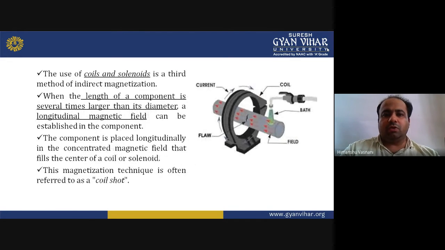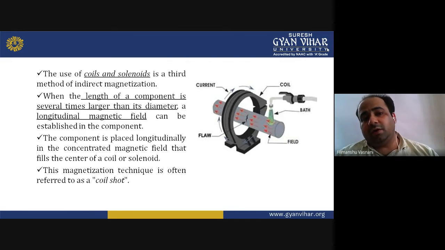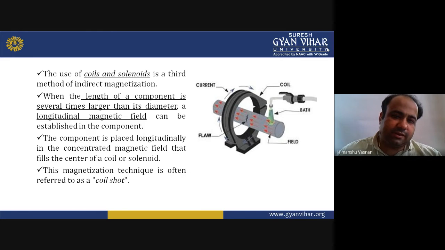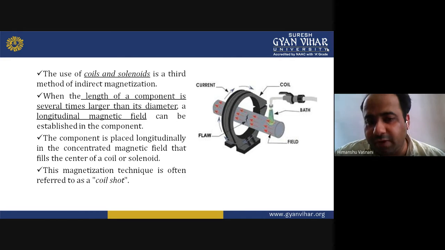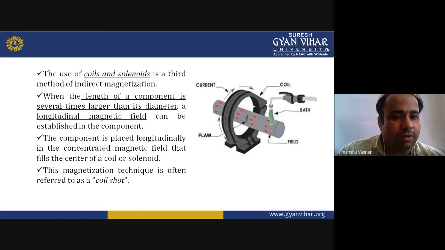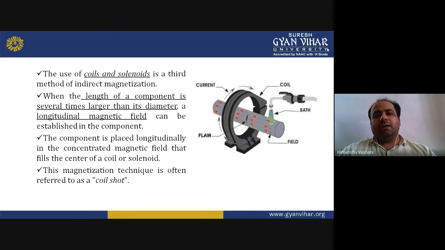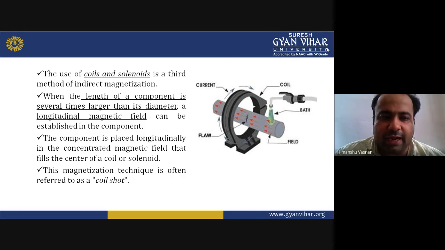The use of coils and solenoids is a third method of indirect magnetization. So when the length of a component is several times larger than its diameter, a longitudinal magnetic field can be established in the component. The component is placed longitudinally in the concentrated field that fills the center of the coil or solenoid. Now, this magnetization technique is often referred to as coil shot.